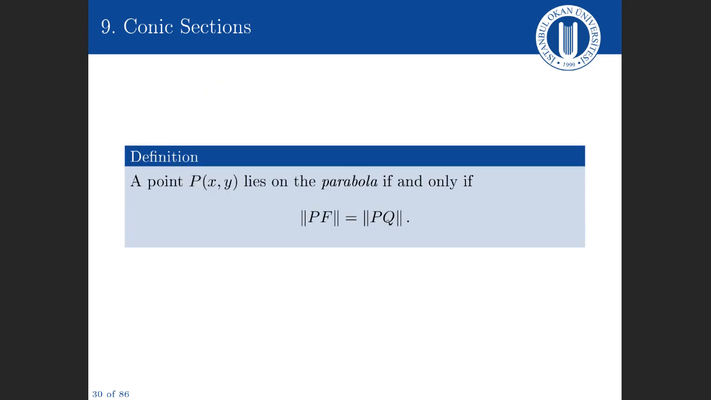This is the definition, so let's write this again. A point P lies on a parabola if and only if the distance from P to F is the same as the distance from P to Q. That's what a parabola means.